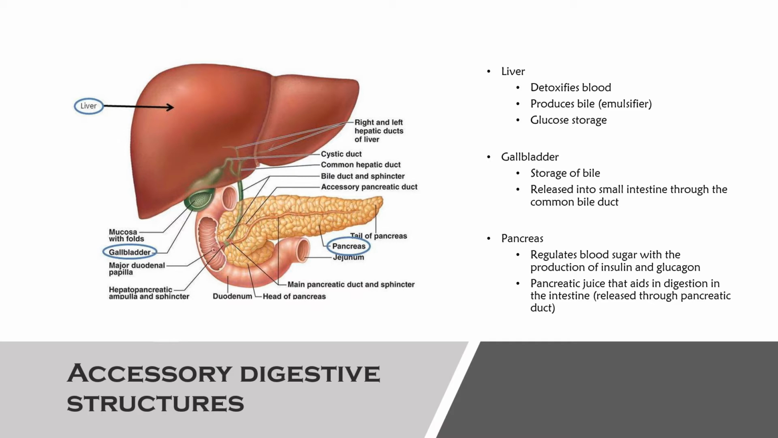The pancreas regulates blood sugar with the production of insulin and glucagon, so it has an endocrine function, but it also produces pancreatic juices that aid in digestion in the intestine, the digestion of proteins, for instance. These enzymes are released through what's called the pancreatic duct, and they're dumped into the duodenum.